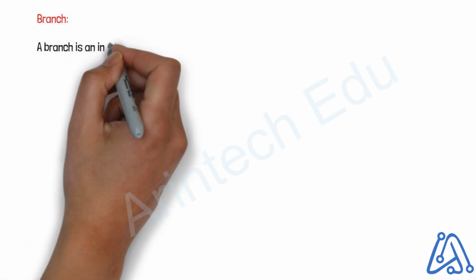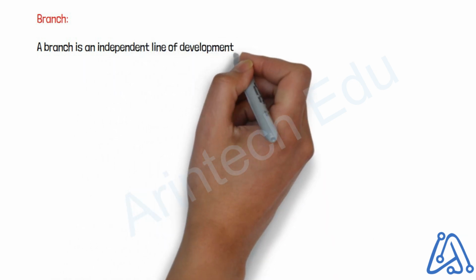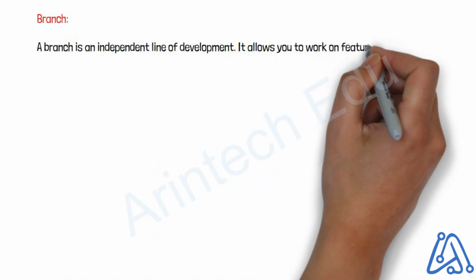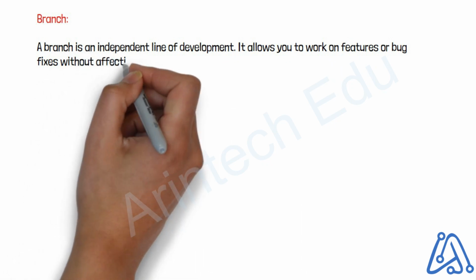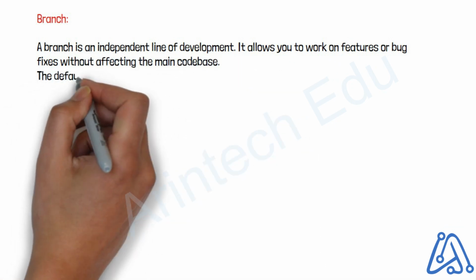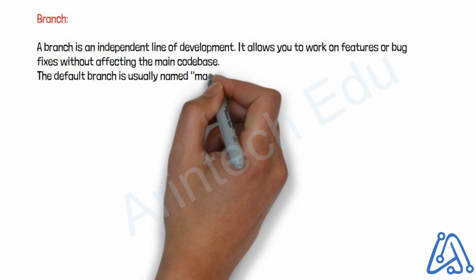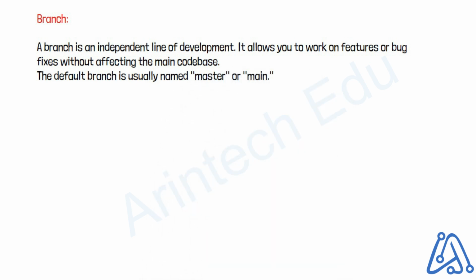Branch. A branch is an independent line of development. It allows you to work on features or bug fixes without affecting the main codebase. The default branch is usually named master or main.